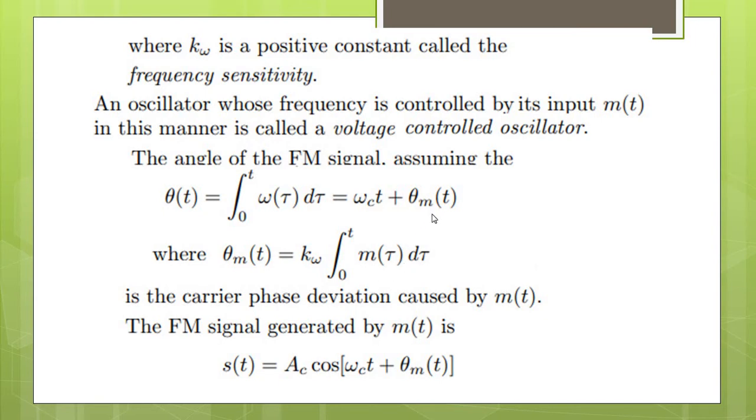Here this theta_m is equal to k_w integral from 0 to t of m(tau) d tau. This is the carrier phase deviation which is caused by the message signal m(t). So the FM signal generated by m(t) can be written as s(t) is equal to A_c cos of omega_c t plus theta_m(t).